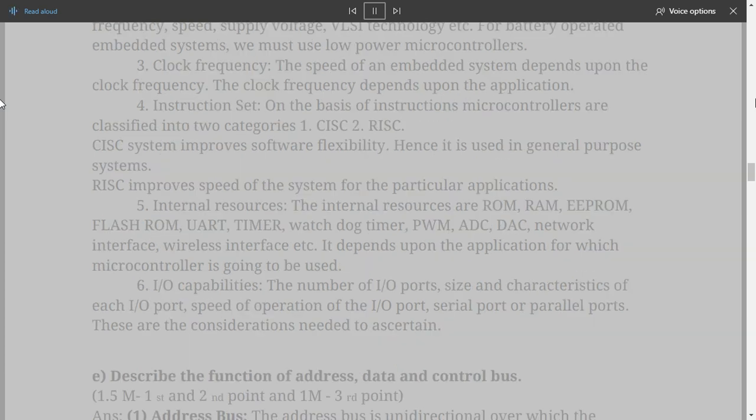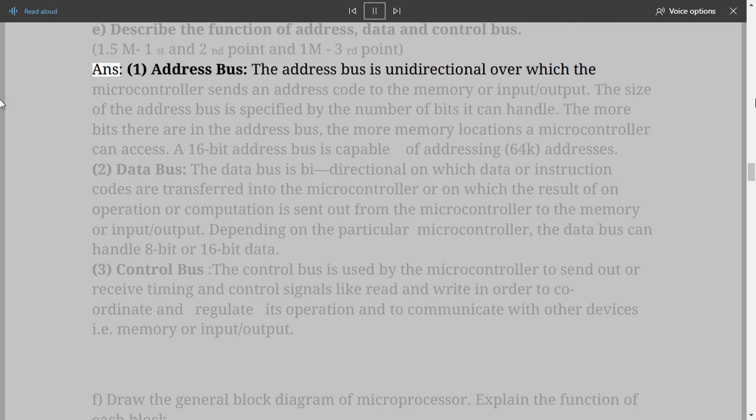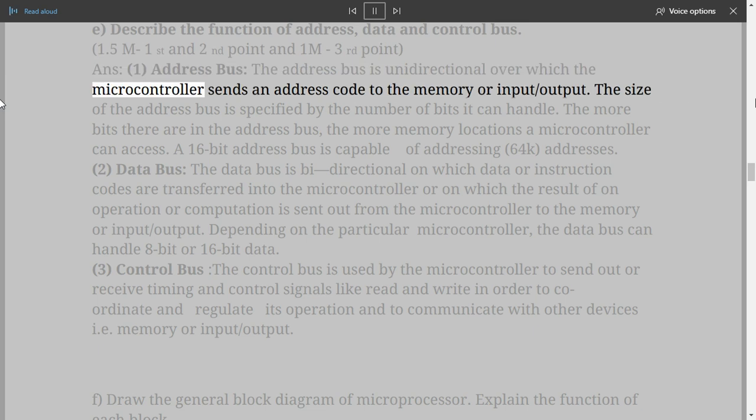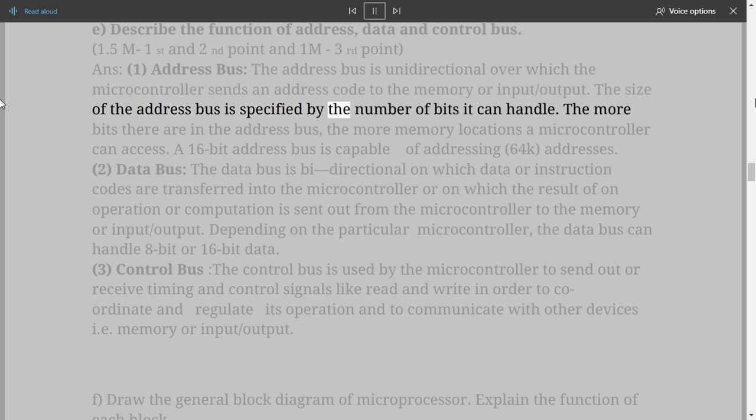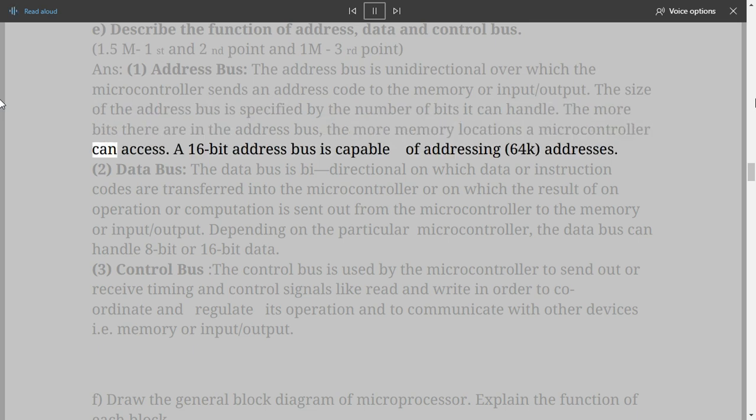4. Describe the function of address, data, and control bus. Answer: 1.5 marks for the 1st and 2nd points and 1 mark for the 3rd point. 1. Address bus. The address bus is unidirectional over which the microcontroller sends an address code to the memory or input/output. The size of the address bus is specified by the number of bits it can handle. The more bits there are in the address bus, the more memory locations a microcontroller can access. A 16-bit address bus is capable of addressing 64K addresses.